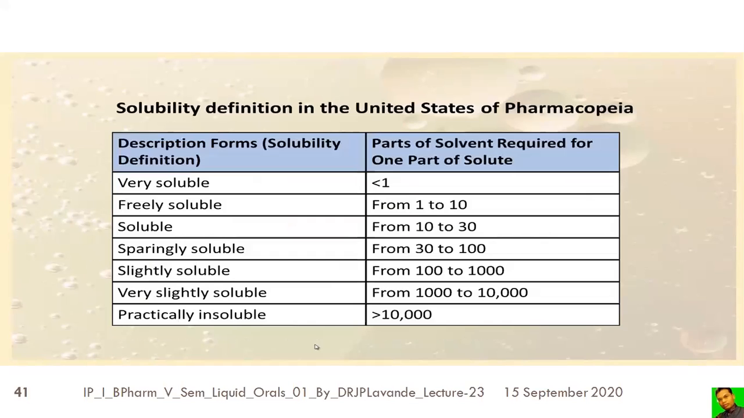Now, in order to express the solubility, we have the standard definitions of solubility given by the United States Pharmacopoeia. How does it explain? It explains the parts of solvent required for dissolving one part of the solute, isn't it?